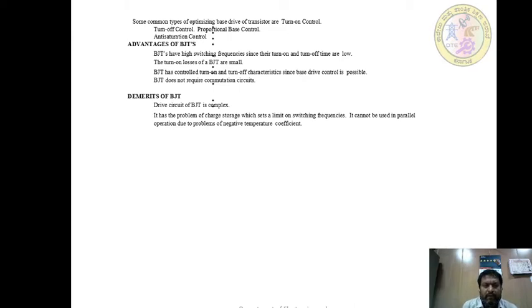Some common types of optimizing base drive of the transistors are turn-on control, turn-off control, proportional base control, and anti-saturation control. These are some of the measures.